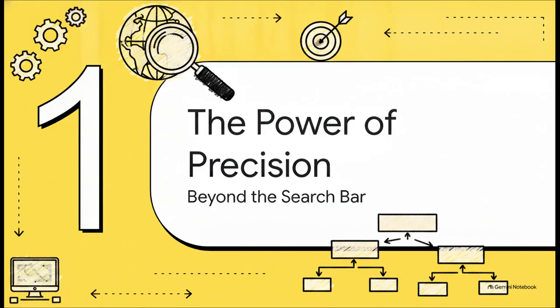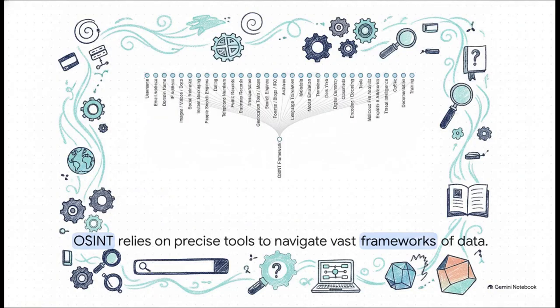Section 1. The power of precision. Moving beyond the search bar. So to really get why this is so important, we need to ground ourselves in the professional world of open source intelligence, or OSINT. OSINT is essentially the practice of collecting and analyzing information that's already publicly available. And the sheer volume of public data out there is just staggering. We're talking public records, domain names, hidden document metadata, the whole shebang.